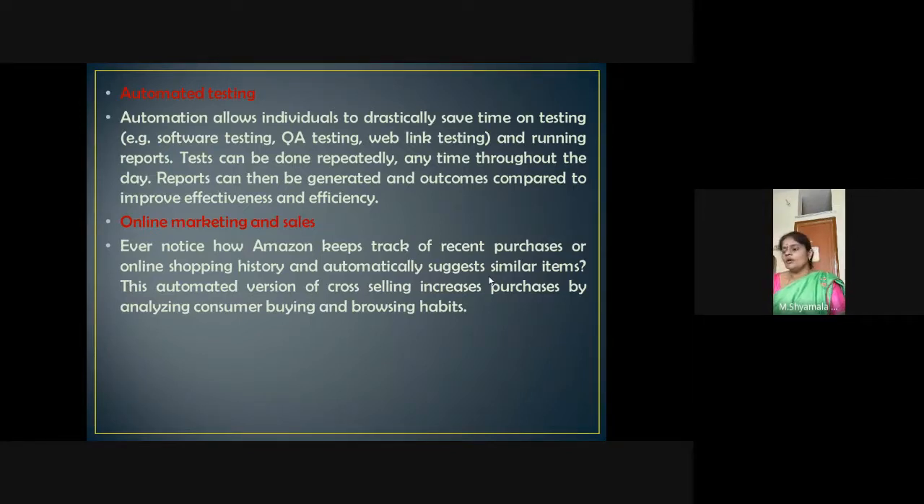Even Zomato is always informing us, sending many notifications about their recent updates and according to our recent purchase, our recent cart. This is an automated version of cross-selling. It increases purchases by analyzing the consumer's buying and browsing habits.